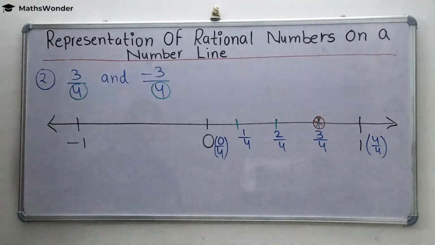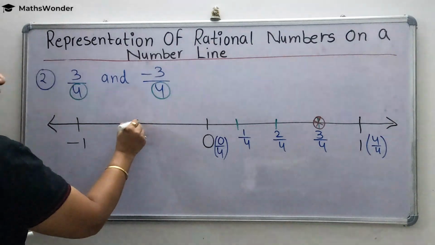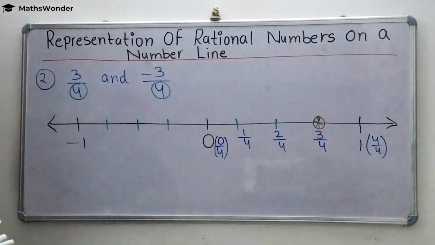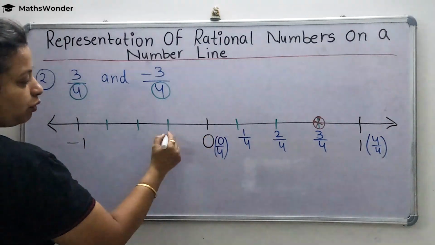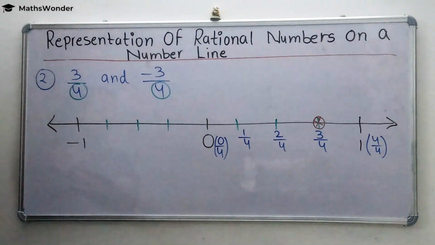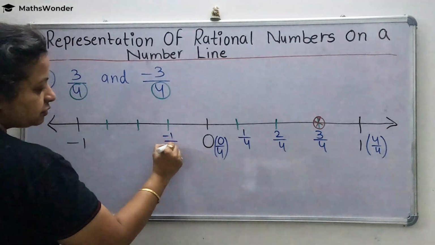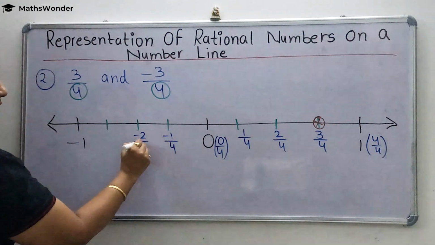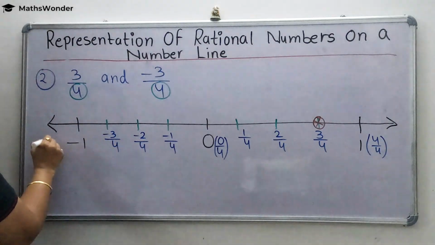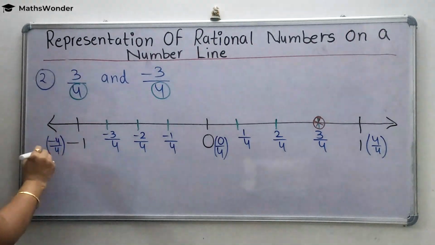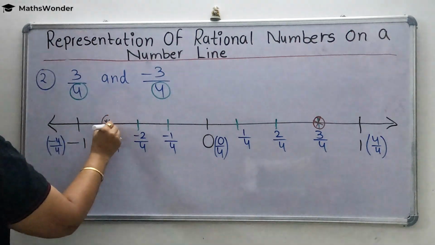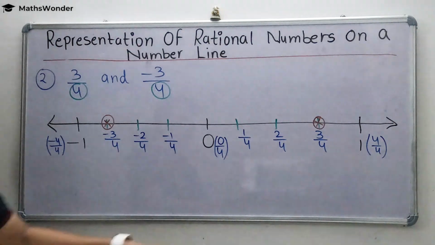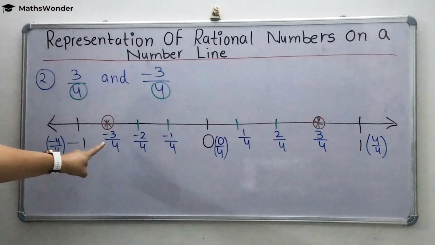Same, come to the left part of 0, which again we will divide into 4 equal parts because we have denominator 4. After dividing, we will write the numbers. 0 over 4, then which number will come, because we are going towards the left, so all numbers will be negative. So negative 1 over 4, negative 2 over 4, negative 3 over 4, and negative 4 over 4 will give negative 1 when you simplify it. So this is our positive 3 over 4. This is our negative 3 over 4.